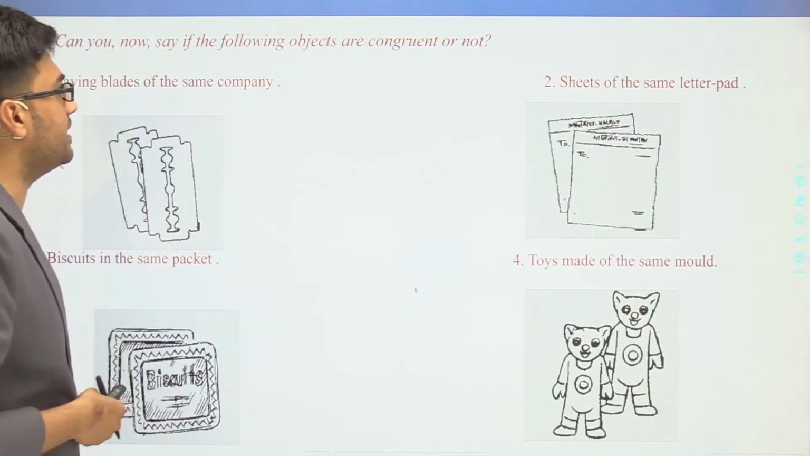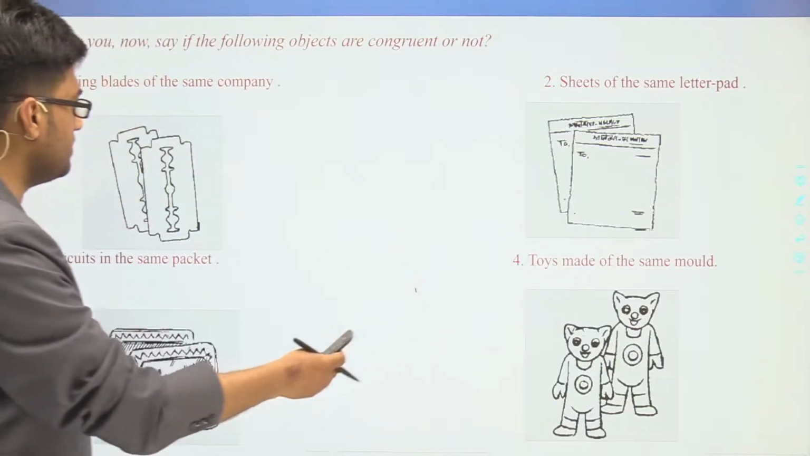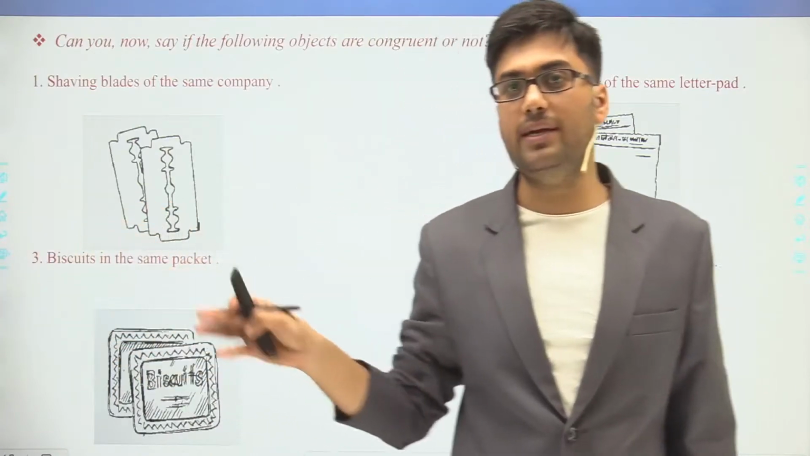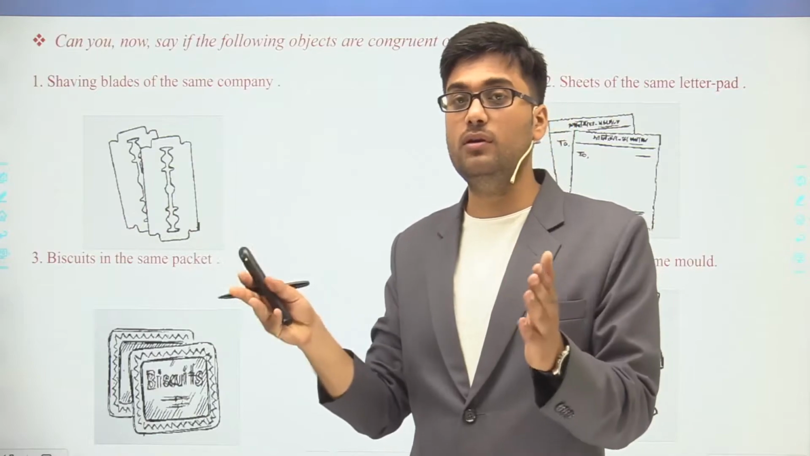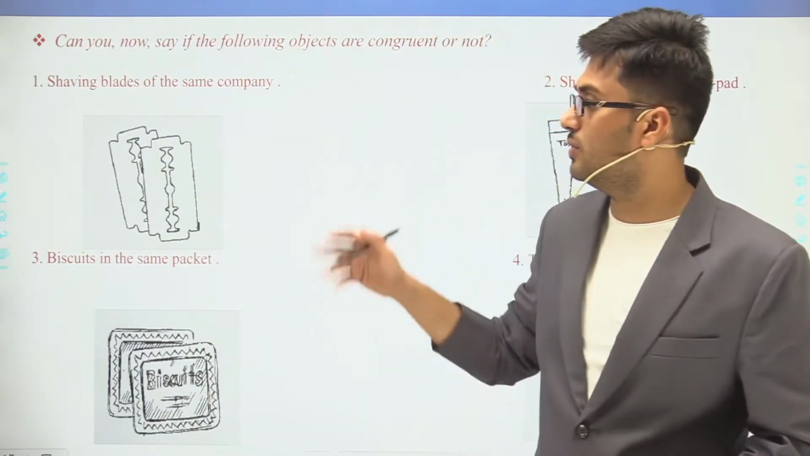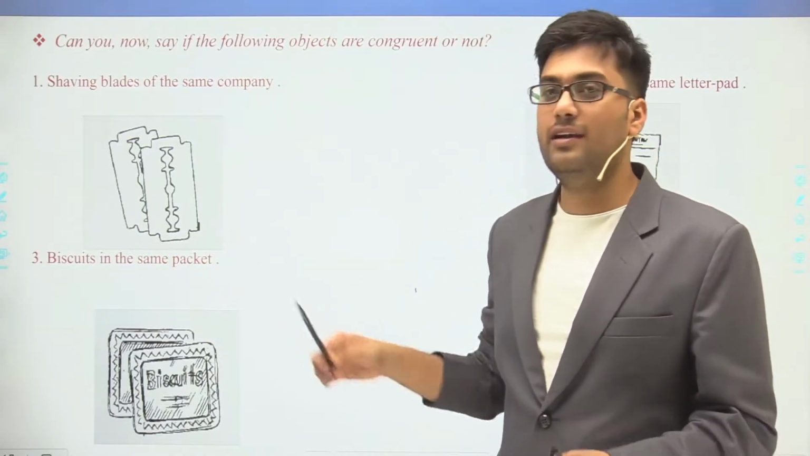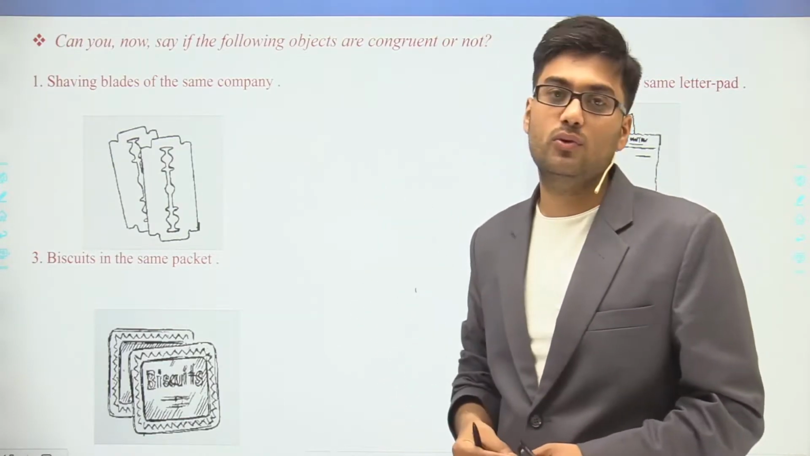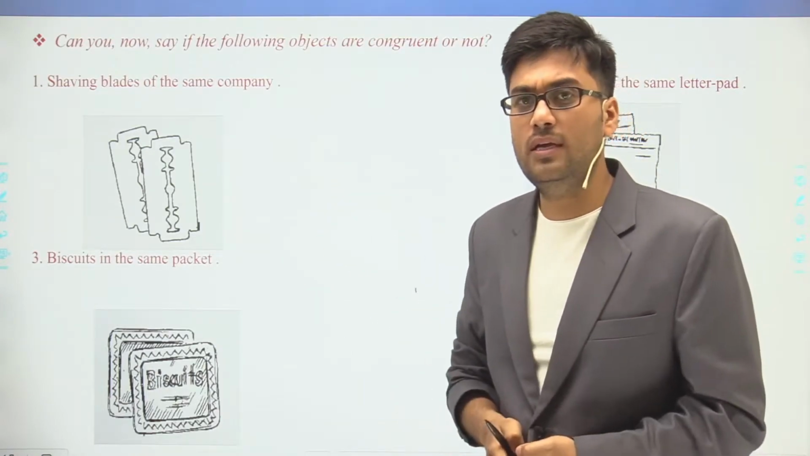Can you now say if the following objects are congruent or not? Here we have 4 examples. Here is the example of shaving blades of the same company. These are the same in figure, and if we put one on the other, they coincide with each other. So we can say that these two are congruent to each other. Biscuits in the same packet: students, if you put two biscuits of the same packet together, they are also congruent because they overlap and coincide with each other.